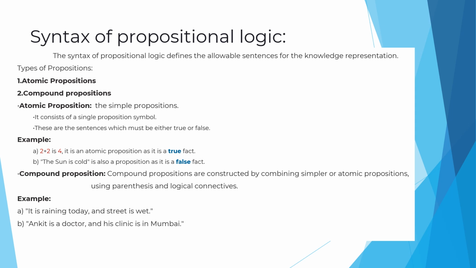And the second example, Ankit is a doctor and his clinic is in Mumbai. So this statement represents two statements. First statement, Ankit is a doctor, and the second statement is his clinic is in Mumbai. So the two statements are combined with the logical connective and operator. So this statement is called a compound proposition.